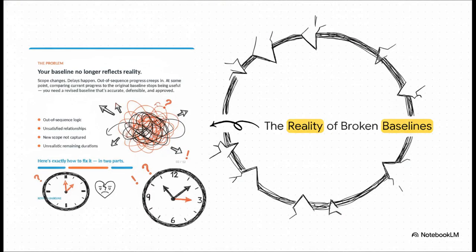When your baseline is broken, your schedule starts practically shouting at you through a few very specific symptoms. You're going to start noticing out-of-sequence logic, unsatisfied relationships, where tasks are starting before their mandatory predecessors are actually finished, and brand new scope that just isn't captured anywhere in your variances. You might even spot remaining durations that are completely unrealistic at this point. If you're seeing these red flags, your baseline is broken, and it is definitely time for a revision.